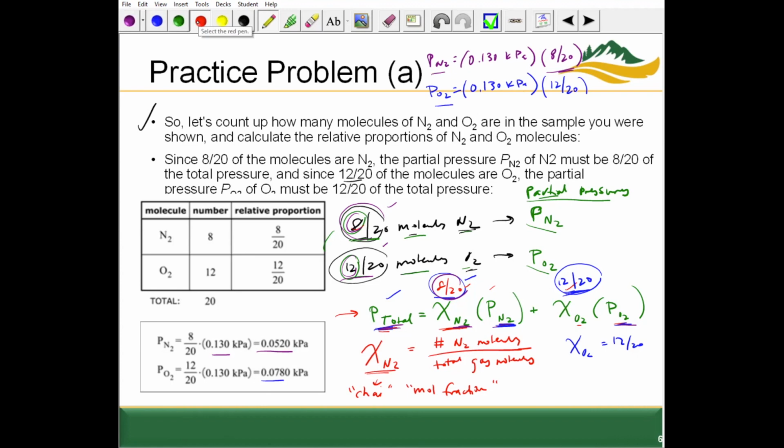One check you can do is to total these together, and they better add up to our total pressure, because we're not going to get pressure from anything else. The total pressure comes from the pressure of nitrogen and the pressure of oxygen. So the partial pressure then of nitrogen, whatever pressure the nitrogen molecules contribute to the overall pressure, is 0.0520 kilopascals. Then for oxygen, it's 12/20ths of that total pressure. So the partial pressure of oxygen is 0.0780 kilopascals. So 8/20ths of the total pressure, 12/20ths of the total pressure.